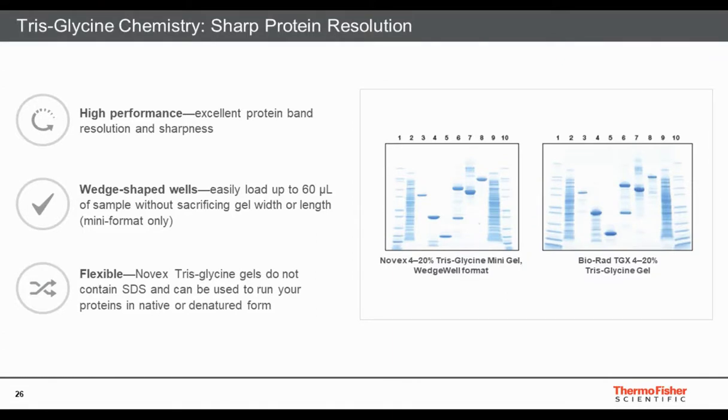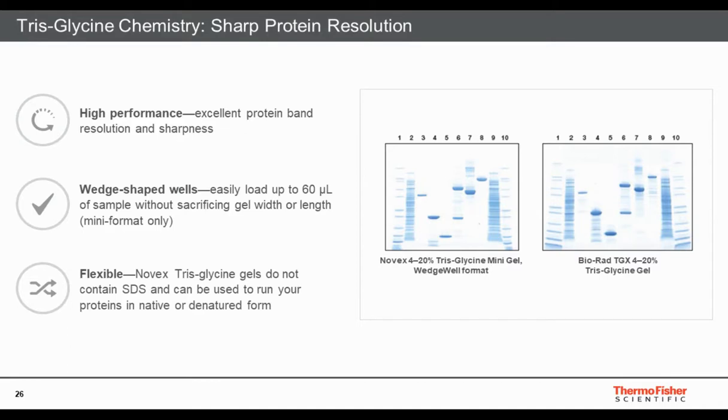We understand that Tris-Glycine chemistry has its limitations, and we strongly recommend that it should not be used for every application in your lab. The one-size-fits-all approach is really not optimal or efficient when it comes to selecting a precast gel for your research application.